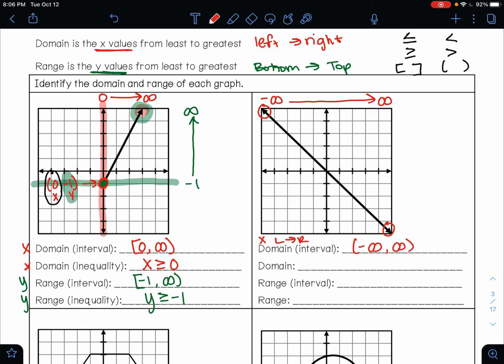Negative infinity to positive infinity means that you're including all of the numbers that you currently know. So another way of saying this is all real numbers.